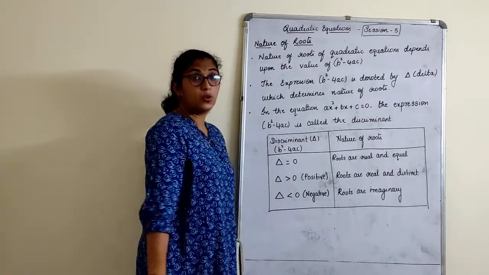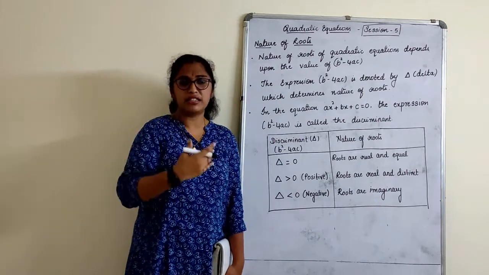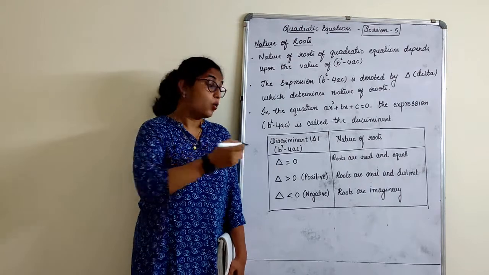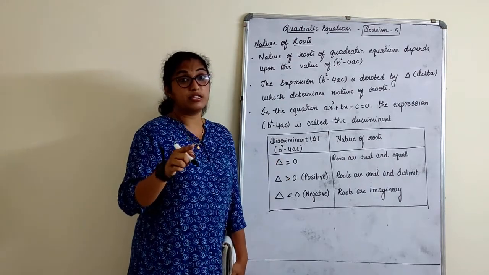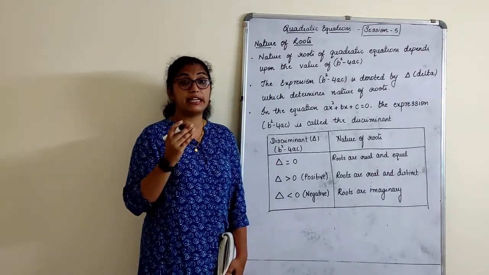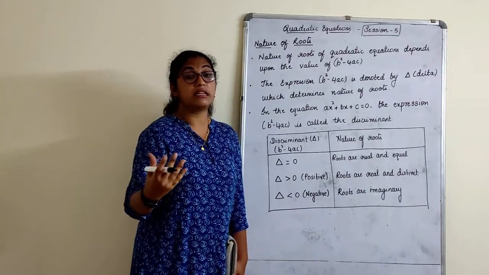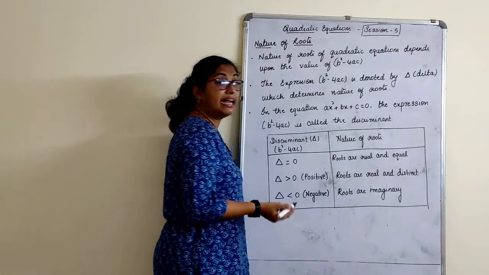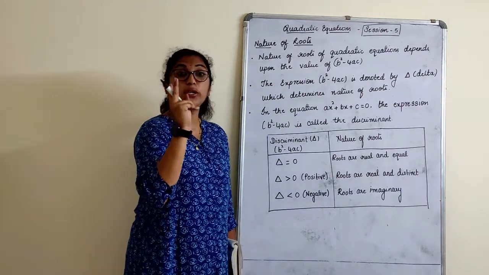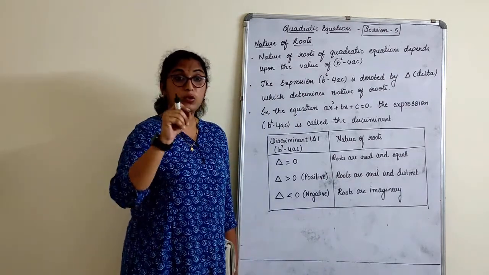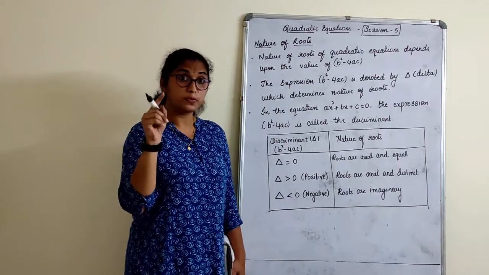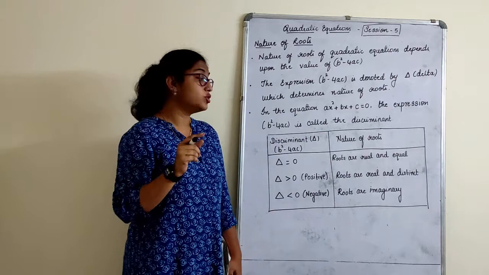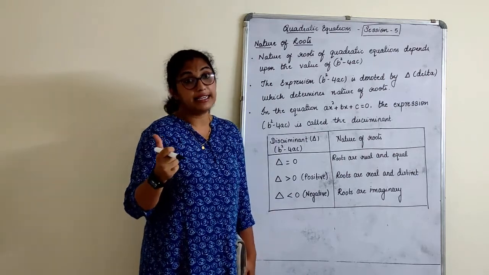If delta is equal to 0, you have done such sums where b square minus 4ac is equal to 0. Just turn your pages back and check what your answer was for the nature of roots. You got roots are real and equal. You got two equal roots, right? Roots are 1 by 2, 1 by 2. Did we get that? So if delta is equal to 0, the roots are real and equal.